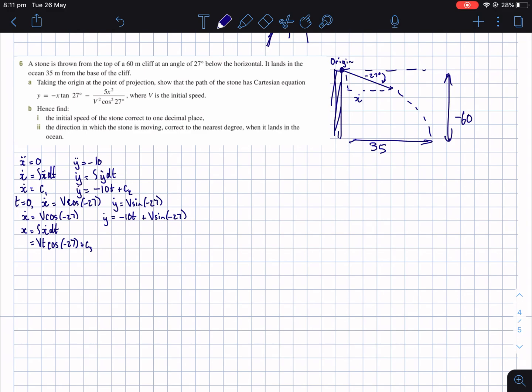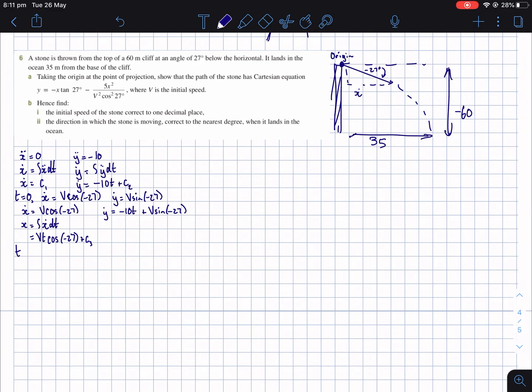C3. And we're taking off from the origin, so when t equals 0, x is 0, y is 0. So we know that the formula for C3 will disappear. So we've got the formula x equals Vt cos negative 27. We're going to have to do something with that negative 27 soon.